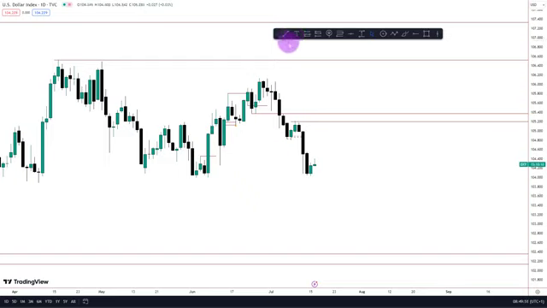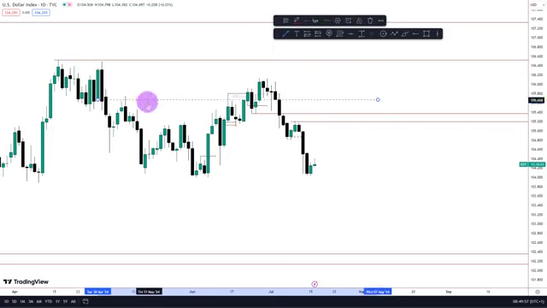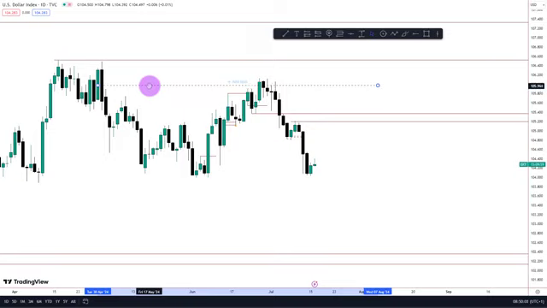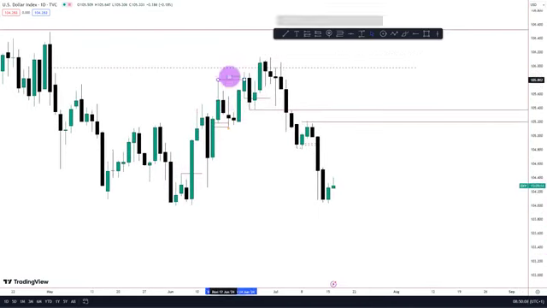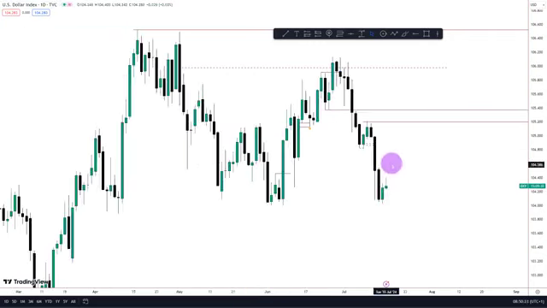Sorry, let me do it right. If you measure 50%, 50% would be somewhere around that level. So price traded into that level and created shift of market structure bearish. You can see that. It took out the high here, then gave us a shift of market structure bearish right at this level. And price has been selling.